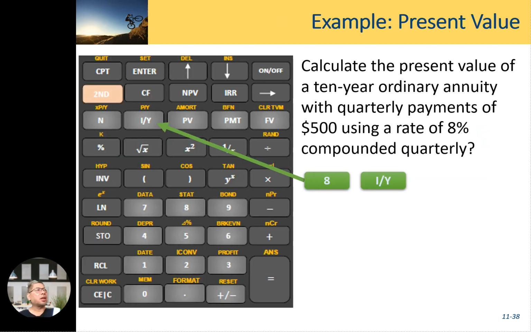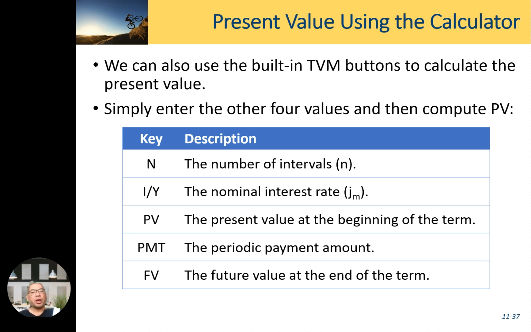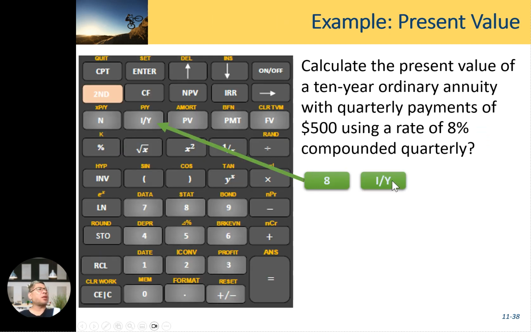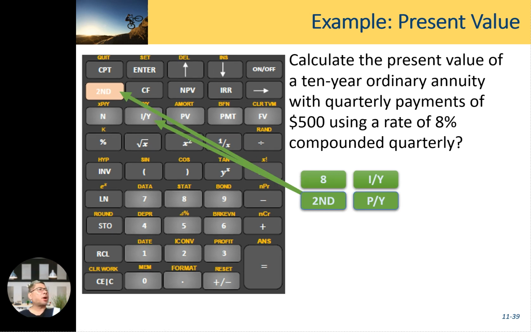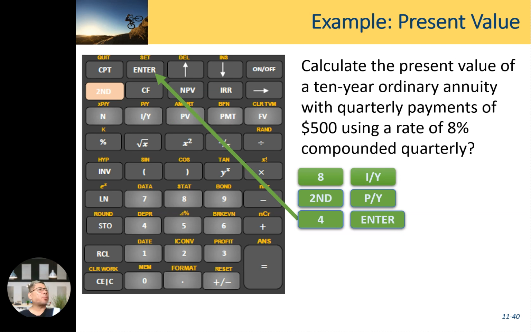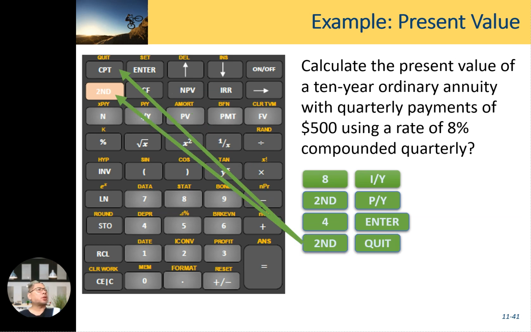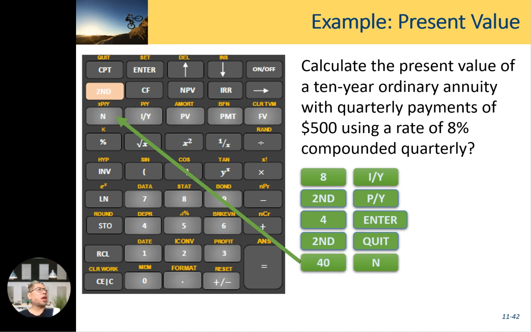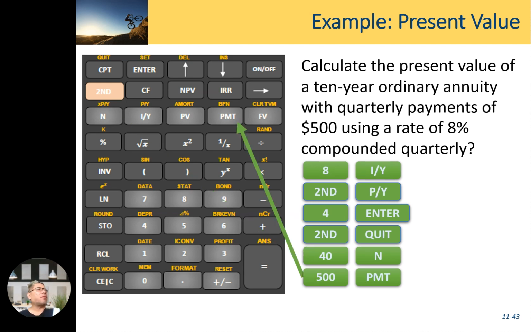Let's look at the compounding here, okay? Then we go straight to the calculator, 8 is the EY, okay? Then we go straight here. Second, PY, which is the compounding period. 4, enter, because it's quarterly, and then you do a second quit to quit that compounding frequency setting. And 40N, where do you get the 40N? It is quarterly, times 10 years. 4 times 10, which is 40, and 500 is your payment.